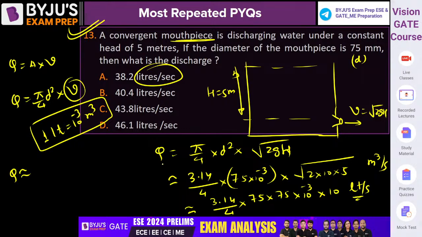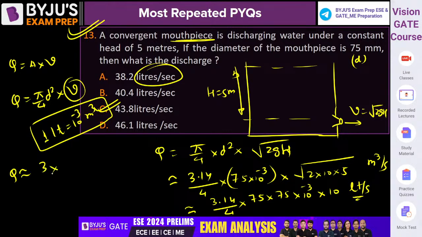Yes, that is correct. 43.8. So 3 by 4. You must be getting 44.15, right? Because g is taken as 9.81, until and unless specified, we should take g as 9.81. Then we will get the answer. 43.8 liter per second. I hope you will be able to do.